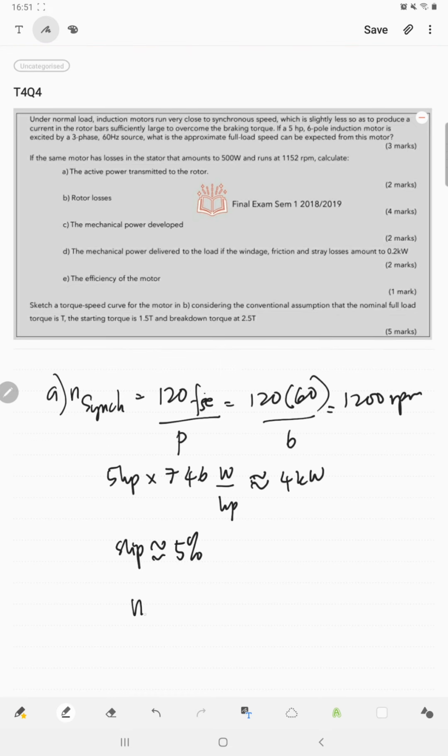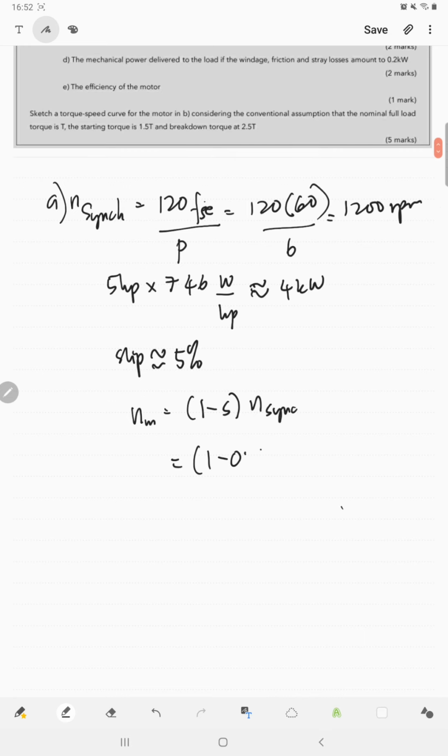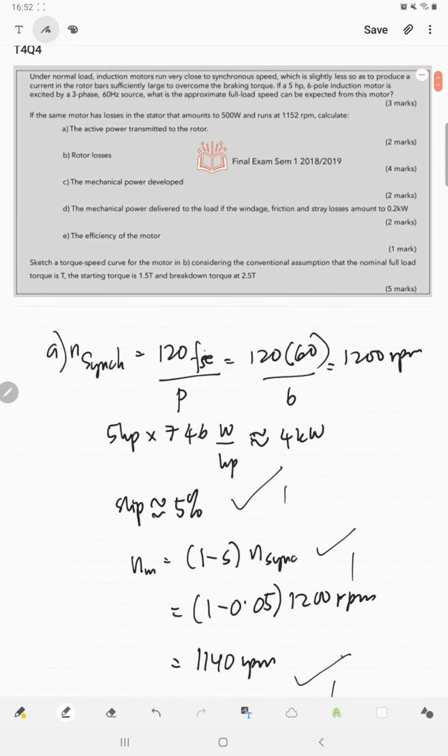Then therefore the speed of the motor is (1 minus s) times the synchronous speed, which is basically (1 minus 0.05) times 1200 RPM. Okay, so this will give you 1140 RPM. The knowledge of slip being approximately 5% will give you 1 mark, the equation will give you 1 mark, and the correct answer will give you 1 mark, so this is 3 marks.